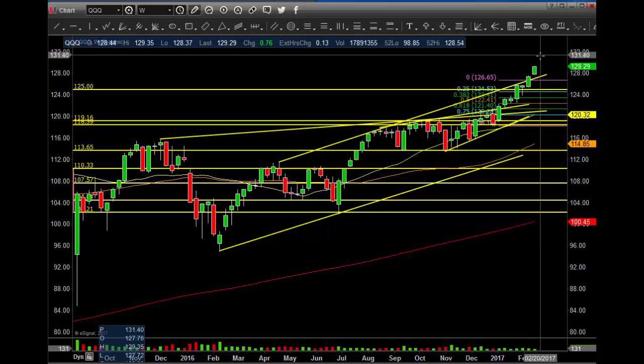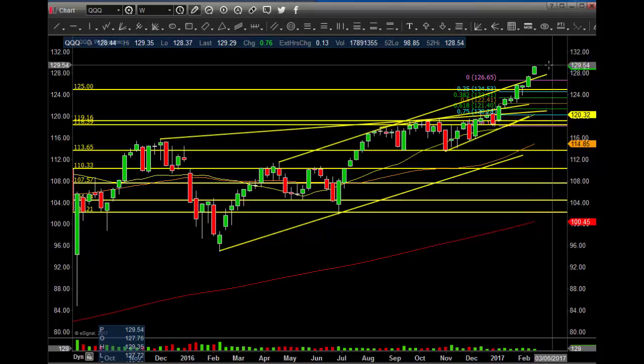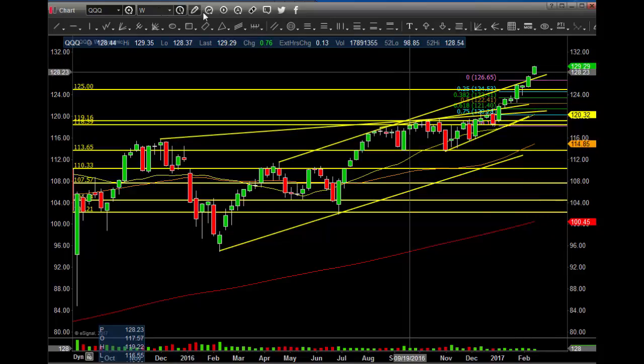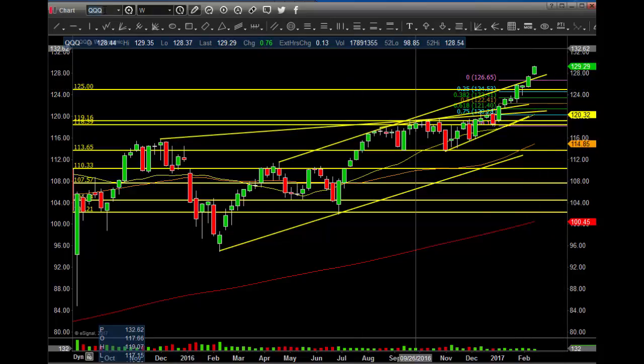We talked about the 130 area. We're almost there now. Let's see how it reacts once it gets there. Weekly chart close will be important in these stocks, guys.